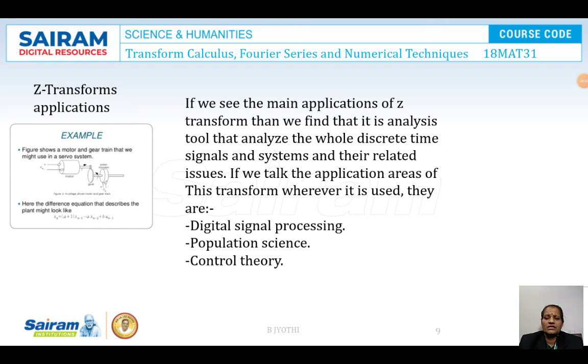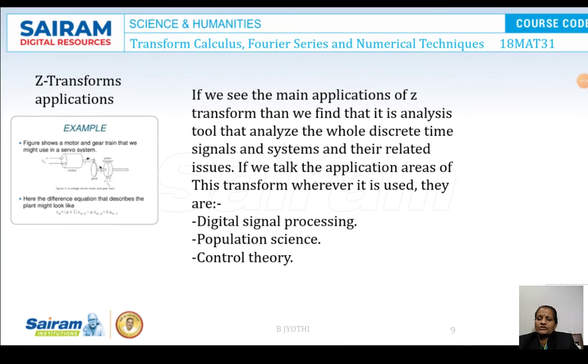Coming to the Z transforms. If we see the main applications of the Z transform, we find that it is an analysis tool that analyzes discrete time signals and systems and their related issues. The application areas of this transform are digital signal processing, population science and control theory. So now here is an example, the Z transform applications.